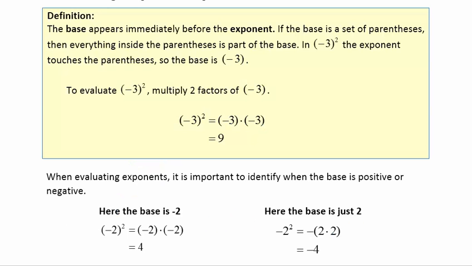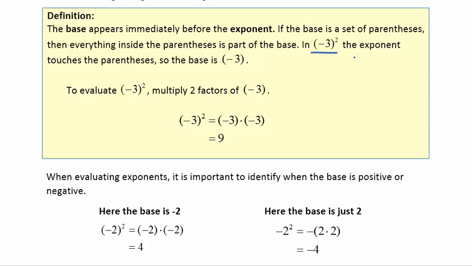Now let's take a look at a definition. The base appears immediately before the exponent. If a base is a set of parentheses, then everything inside the parentheses is part of the base. Just like I have written here. In this one, both the 3 and the negative are part of what's squared here. So we're taking both the 3 and the negative to the 2nd power.